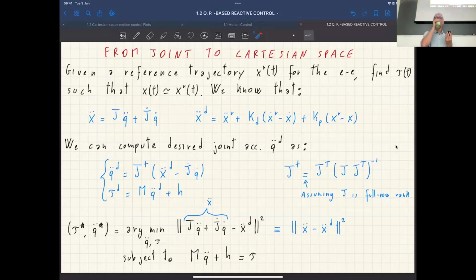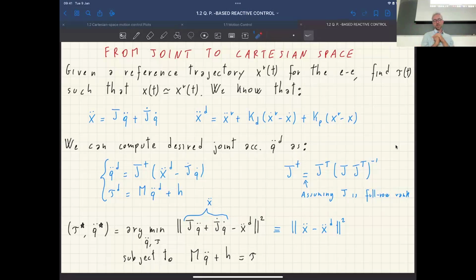Which one is the one that is actually more used? Between the optimization based or the analytic? Cartesian space in the end. Oh, Cartesian by far. Cartesian, yeah. I just start with the joint space because it's simpler to introduce the idea.